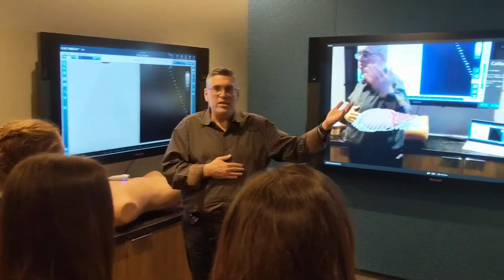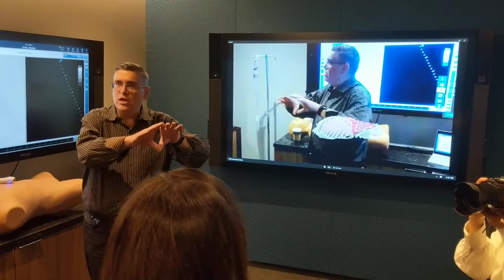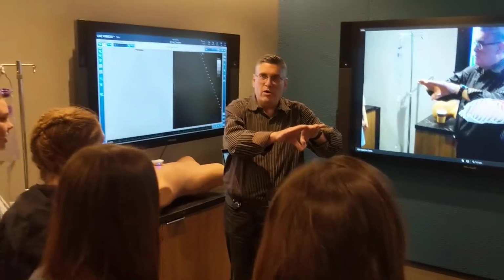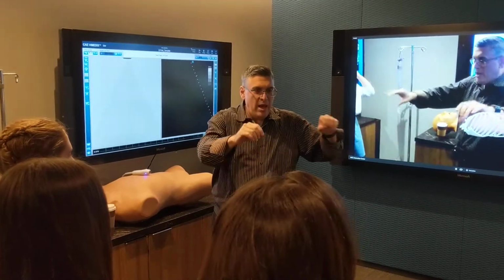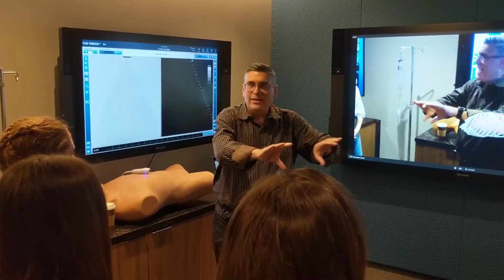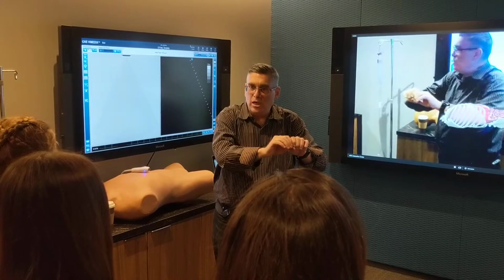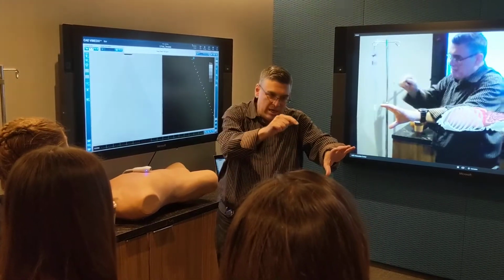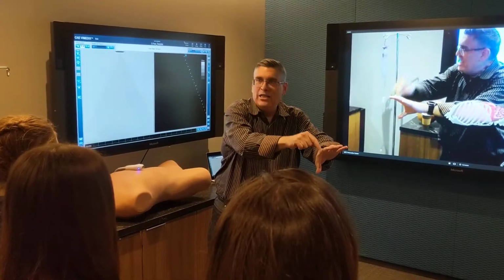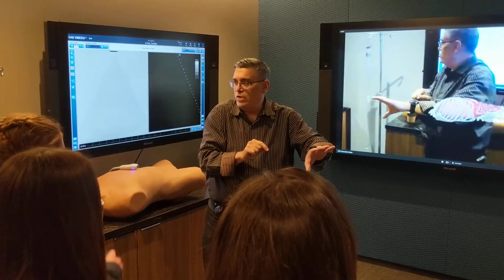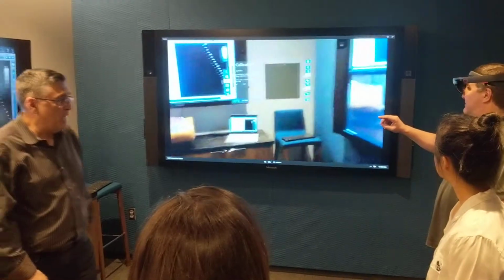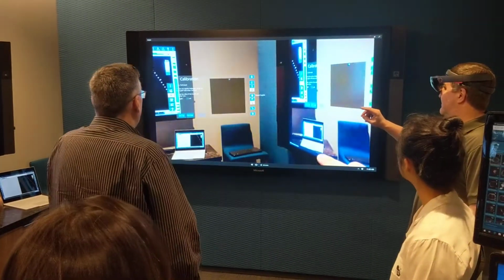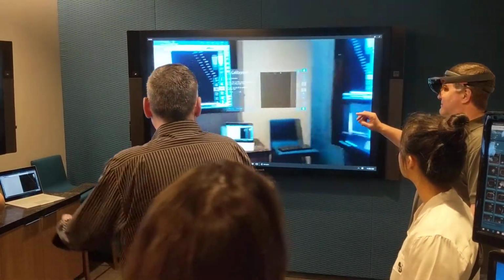So it's being used by doctors in surgery to take imaging, and let's say they're doing back surgery, they'll have the patient back in front of them, and then they'll be able to overlay exactly the three-dimensional imaging of their body and be able to pinpoint exactly where they're going to make the incision for the back surgery, things like that.